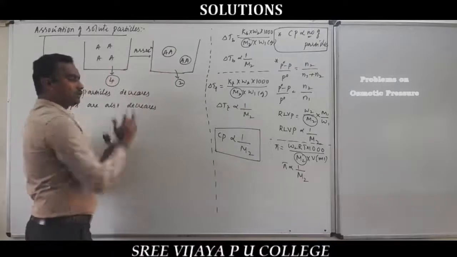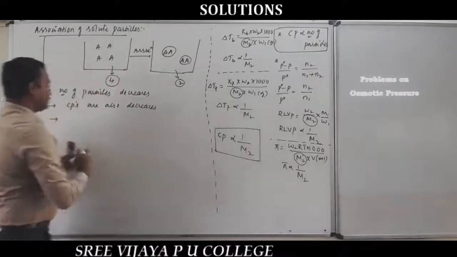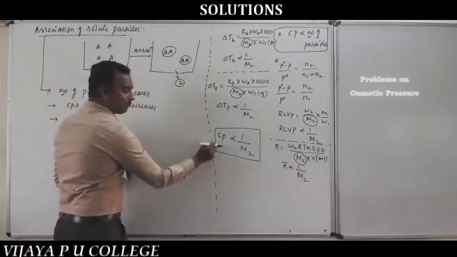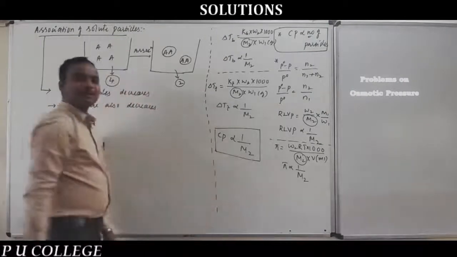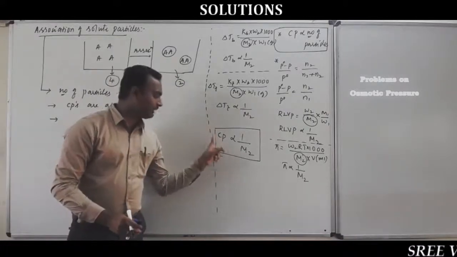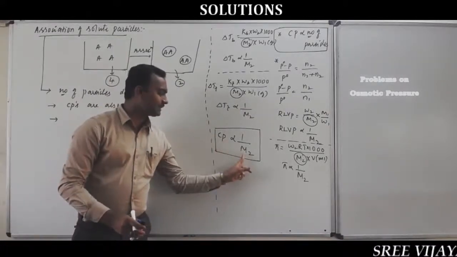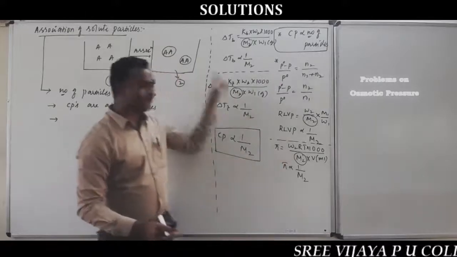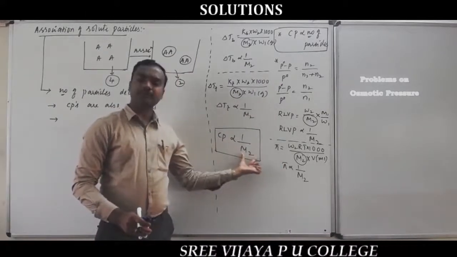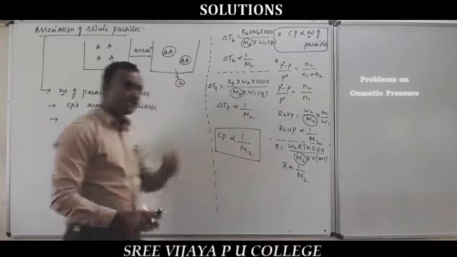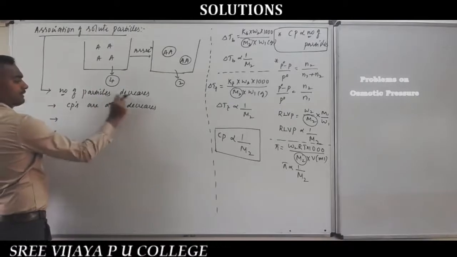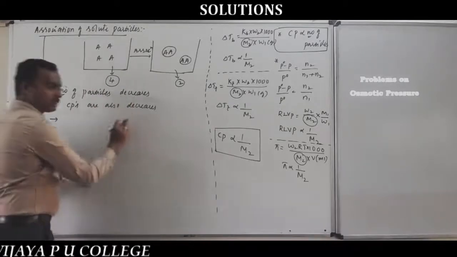Before and after association, observe what happens to the molar mass. Here the colligative property has decreased. And one more thing you have to remember: colligative property is inversely proportional to the molar mass of solute. That's why I told you it's very, very important. You can remember all these formulas. Observe the formulas: all the colligative properties are inversely proportional to the molar mass of solute. Therefore, because of association, the number of solute particles decreases, hence the colligative properties also decrease.